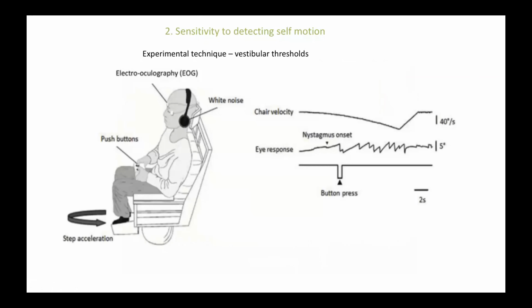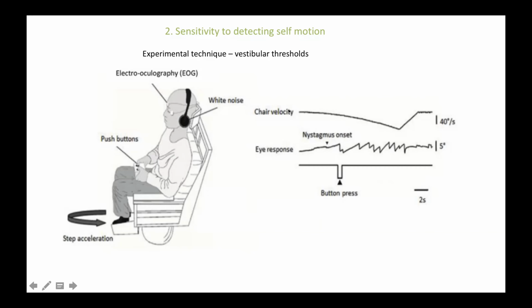So we went on then to look at the sensitivity to motion using a paradigm called vestibular thresholds. Here we have subjects sat in a rotating chair, vibration free, and we can measure the vestibular ocular thresholds and the vestibular perceptual thresholds. We used EOG to record the eye movements, that is the onset of the nystagmus in response to rotation, and push buttons for self-report: now I am moving to the right or now I am moving to the left.